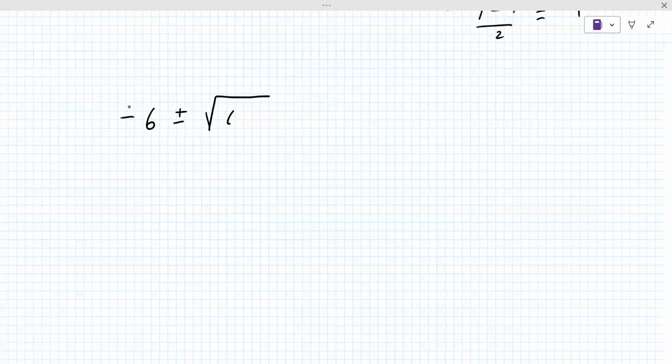So let's actually try that a little bit here. Let's have you try this: -6 plus or minus the square root of 64 over -2. Could you try simplifying this for me, please? Okay.